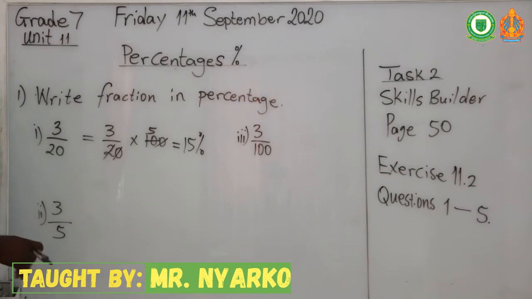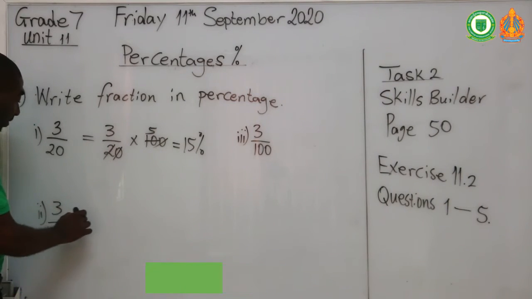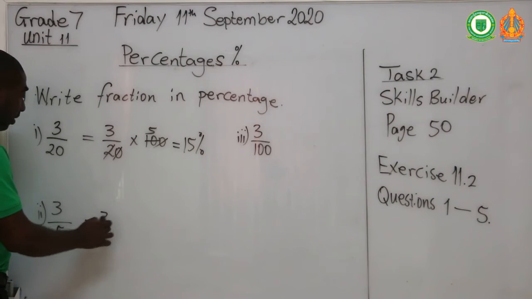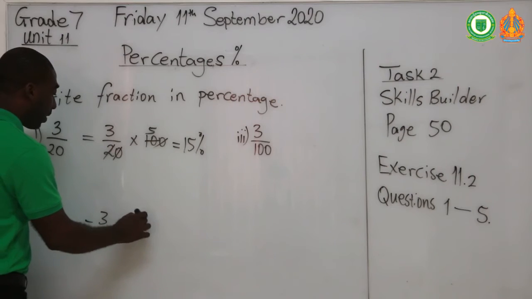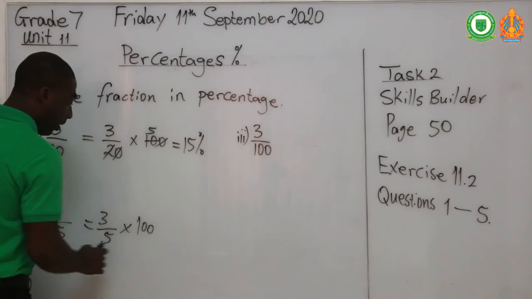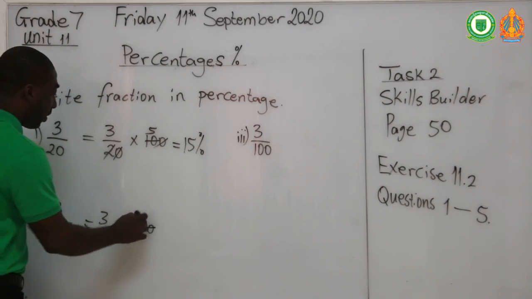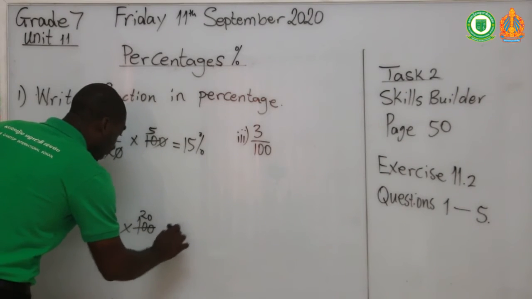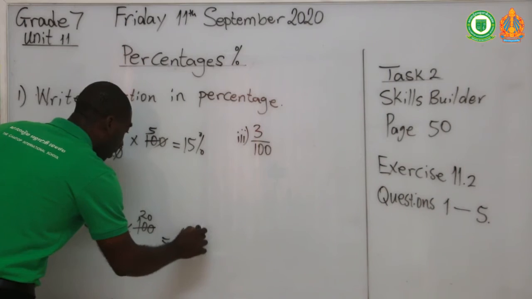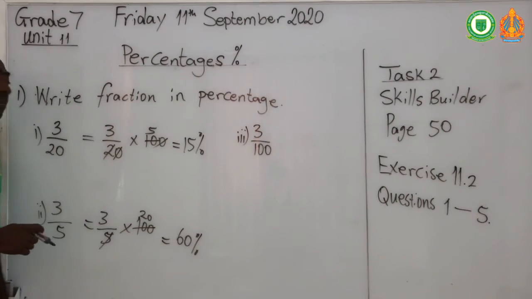So let's look at this one too. So we have 3 and then down 5. So this will be equal to 3 over 5 multiplied by 100. Okay, so this will go here, 20. And then we find our answer. So that will give us 60%.